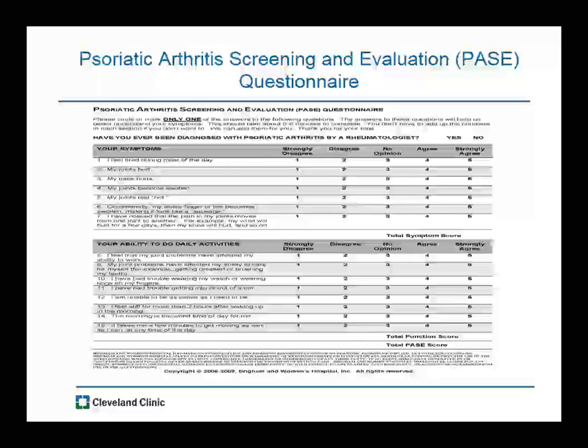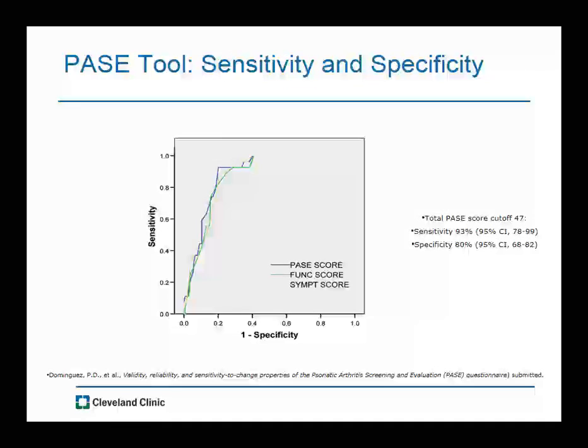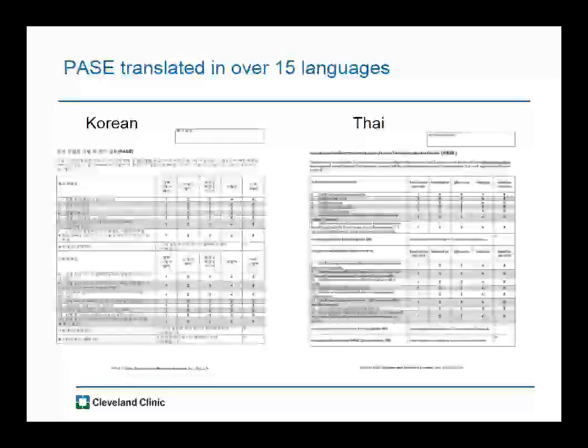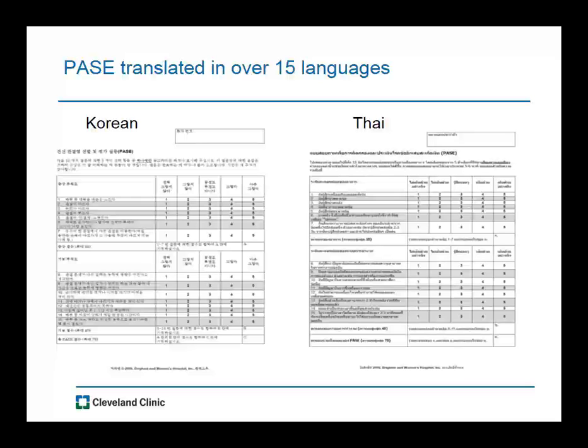So one of the things I did in one of my very first research projects was to ask, how can we help the dermatologist screen for psoriatic arthritis, because you want them to get to your office sooner. This is called PASE. There are other questionnaires out there, and basically it's patient-reported, where you can give it to them, and if they score higher than 47, they should be referred. These are some of the studies that we did on the sensitivity and specificity. It's now translated into over 15 different languages and used across the world.